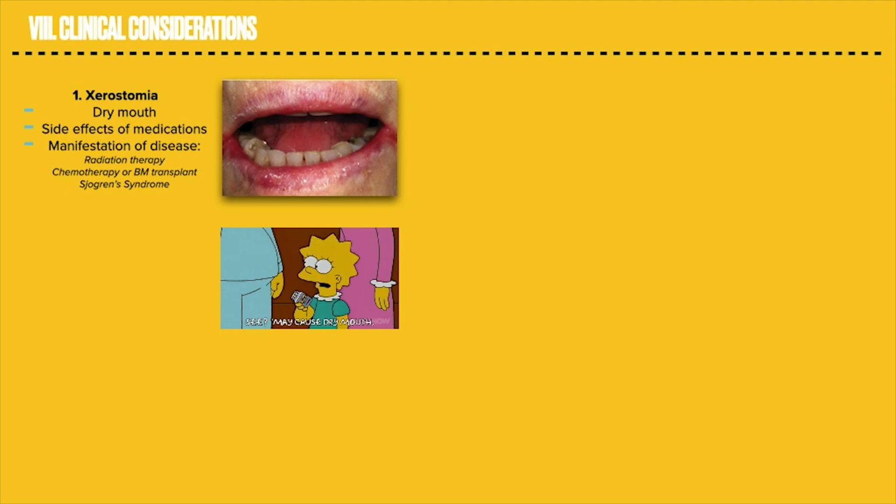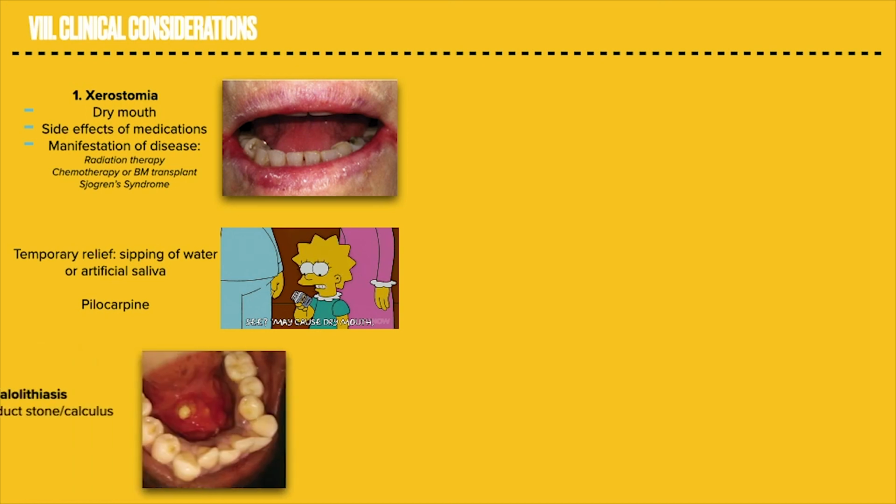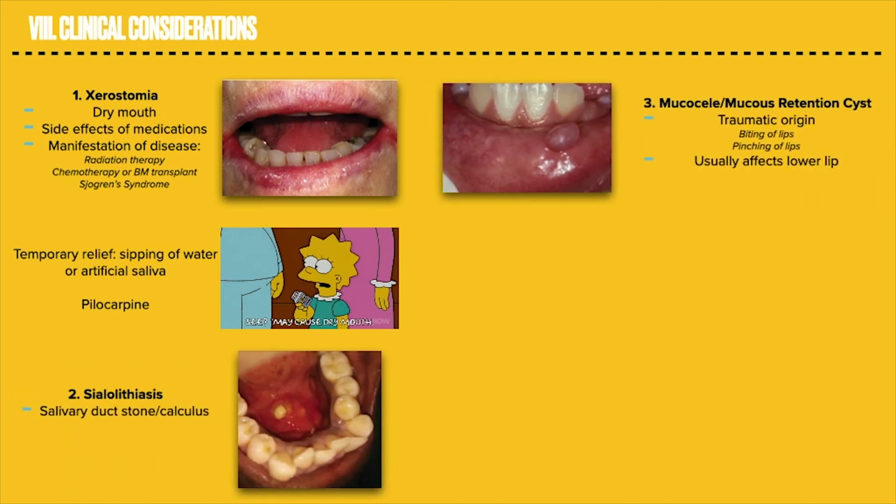The oral tissues are more susceptible to infections and speech is affected. Eating and swallowing become difficult and painful. The teeth are highly susceptible to caries, especially near the gingival margin. Temporary relief is achieved by frequent sipping of water or artificial saliva. Patients who have some functional salivary tissue may benefit from pharmacologic therapy with oral parasympathomimetic drugs such as pilocarpine to increase salivary flow.